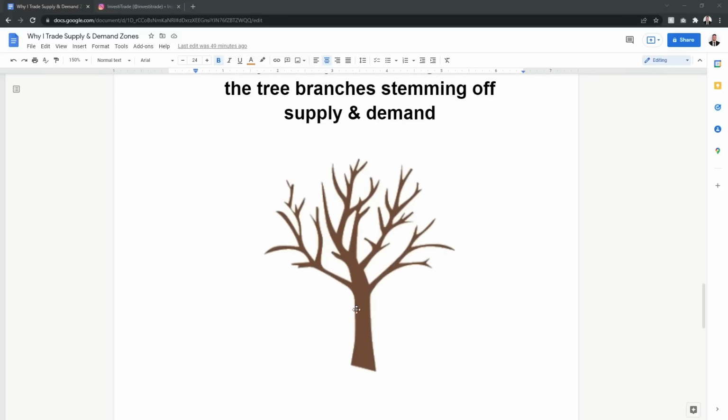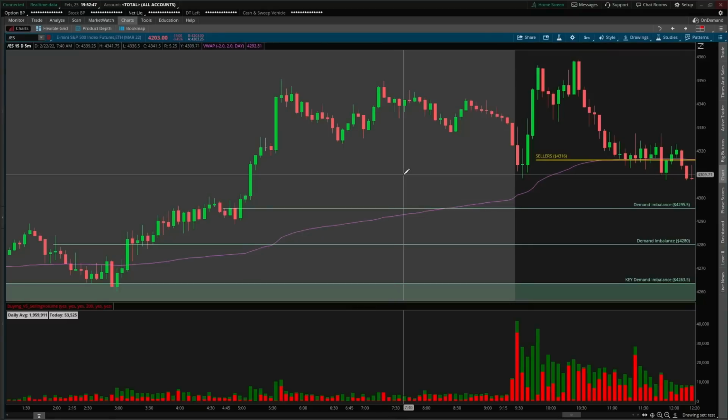So think of the trunk as supply and demand, and the other branches are other possible trading strategies that you could bounce off price imbalances and have this confluence for a high quality trading style, technique, strategy, whatever you want to call it. So we have an example on the S&P 500.